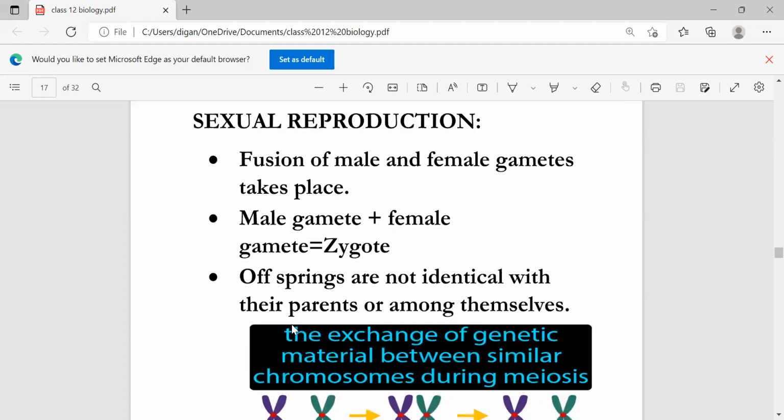Next, an important point given in the para is that offspring are not identical with their parents or among themselves. Why? In the zygote, half the characters come from the male gamete, from the father, and half come from the mother. That's why the offspring get 50% of characteristics from the father and 50% from the mother. As a result, the offspring are not identical with their parents or siblings. They have similarities with their parents or siblings, but are not a Xerox copy of their parents or siblings as happens in asexual reproduction.